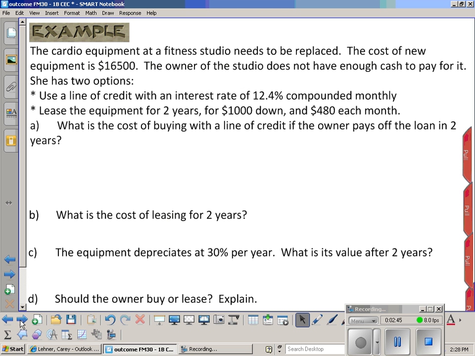The cardio equipment at a fitness studio needs to be replaced. The cost of new equipment is $16,500. The owner of the studio does not have enough cash to pay for it. She has two options. She can use a line of credit with an interest rate of 12.4% compounded monthly, or she could lease the equipment for 2 years for $1,000 down and $480 each month. What is the cost of buying with a line of credit if the owner pays off the loan in 2 years?